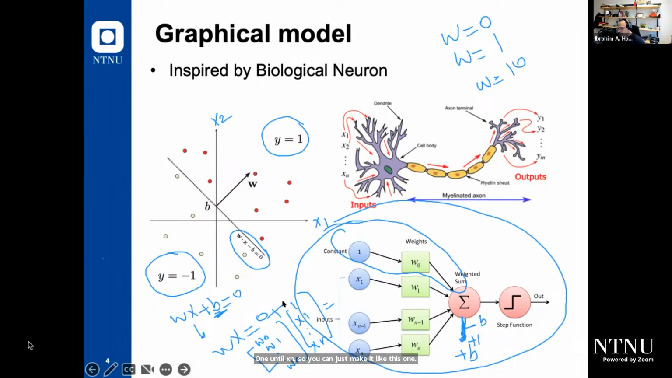So if you want to simplify your model, you can just define this weight as a normal connection with a constant input equal to +1.